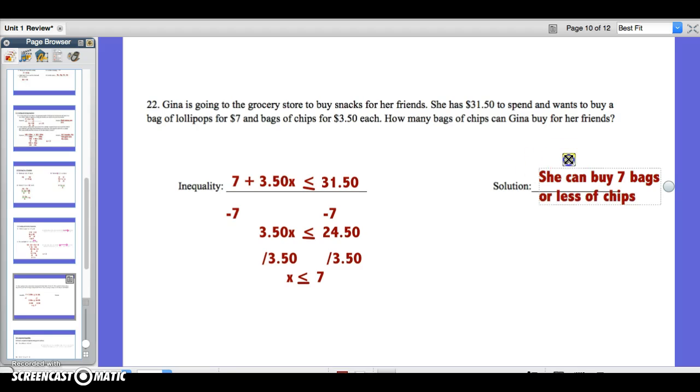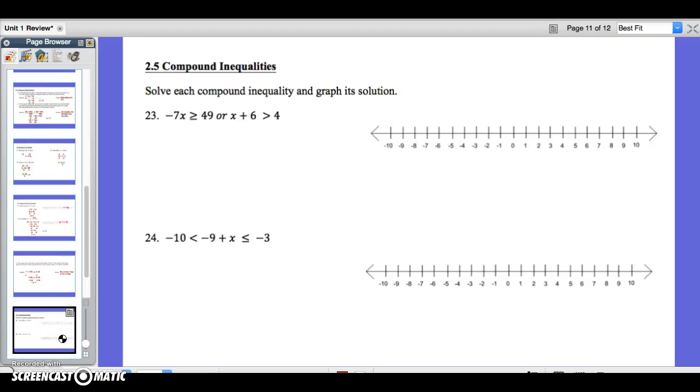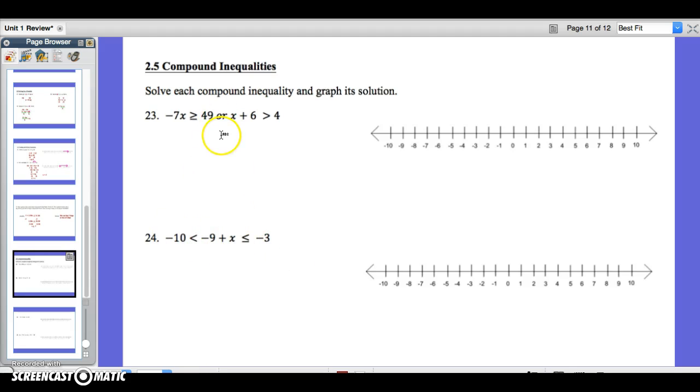And that's really important that we write that and analyze what this solution means. Okay. Moving on to the next standard. So this is compound inequalities. Compound inequalities is when we have two inequalities together, and they can be combined with this "or" or they can be written together in an "and" situation.